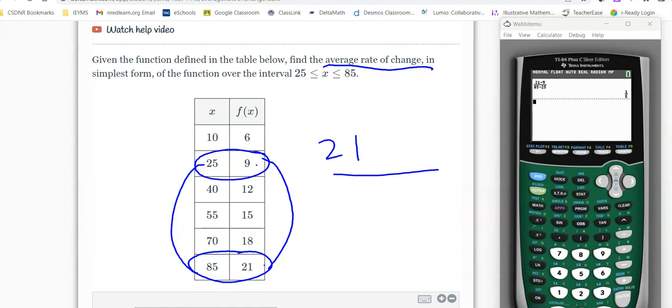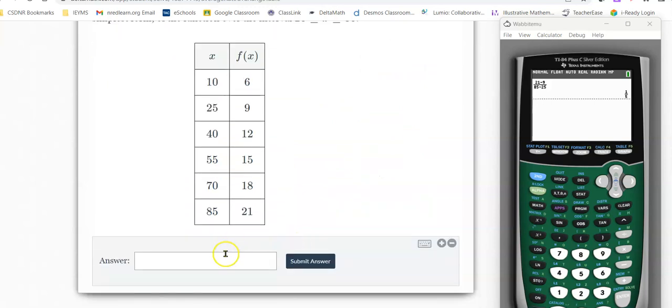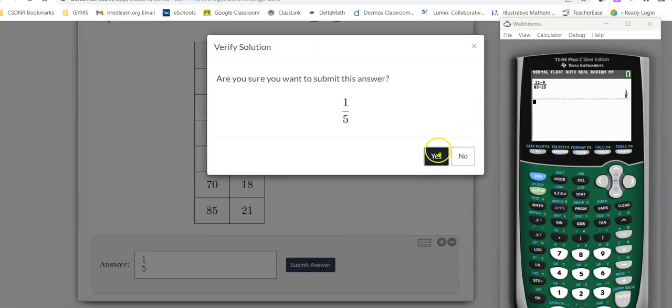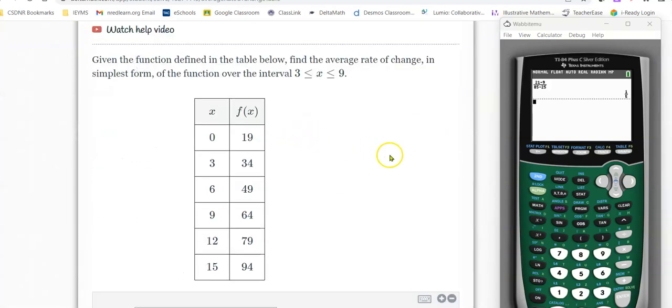So y minus y over x minus x gave us this fraction. You can use your calculator to compute all of that math, but you type your answer in this box down here, 1/5. So again, let's try one more. They're telling you the inputs, 3 and 9. So 3 and 9. So you can use your calculator.